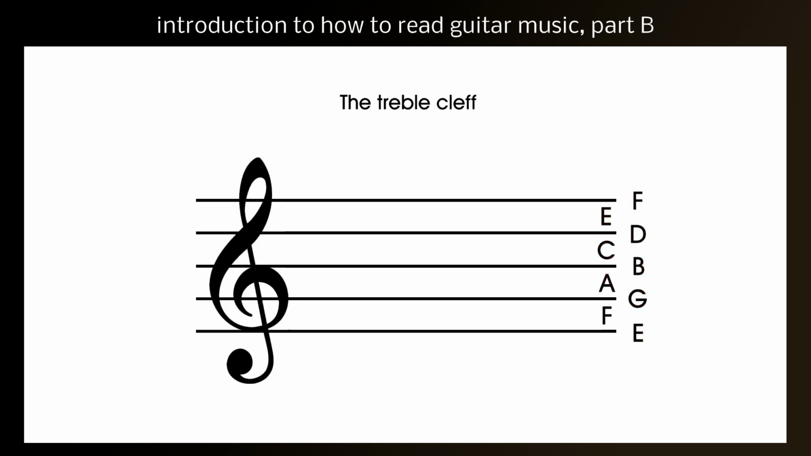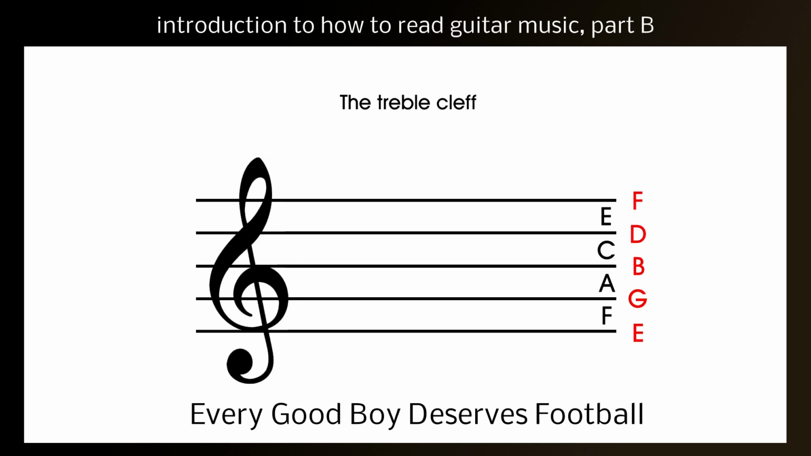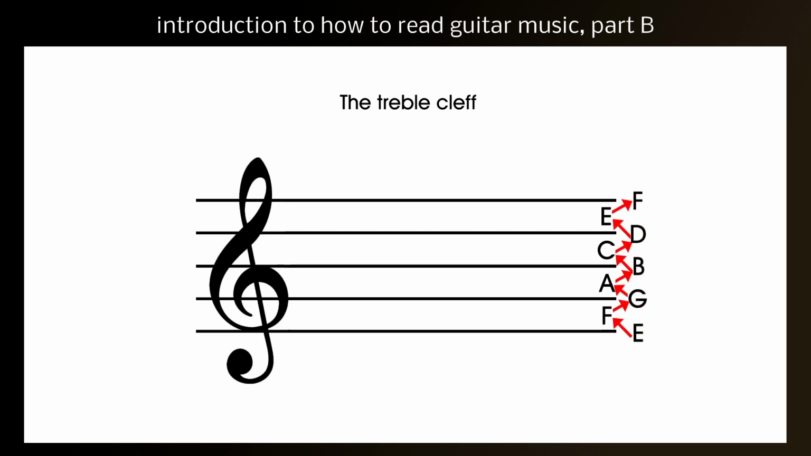So in treble clef you can use a couple of handy catchphrases to help you remember the names of the notes on the stave, and one is faces in the spaces. The spaces are F, A, C, E. Faces in the spaces. And for the lines, I was taught every good boy deserves fruit or football. E, G, B, D, F. Or you could just work it out alphabetically from the E. E, F, G, A, B, C, D, E.